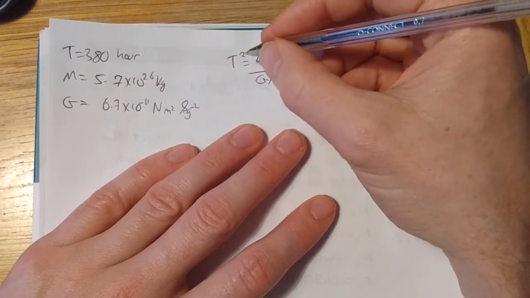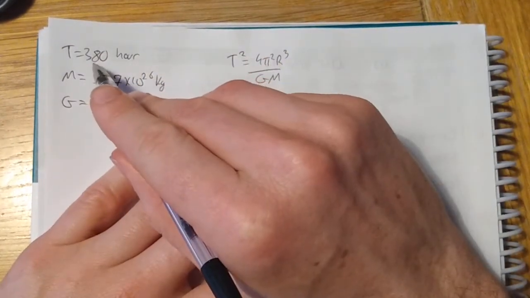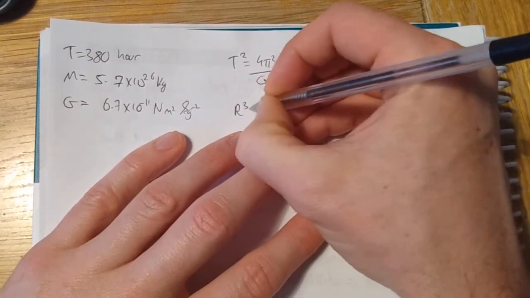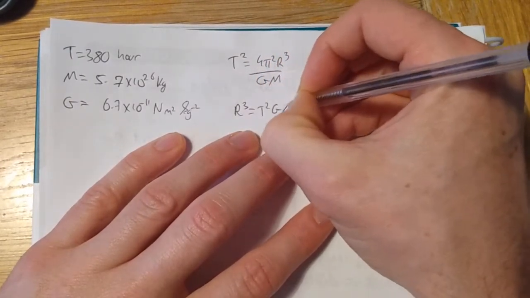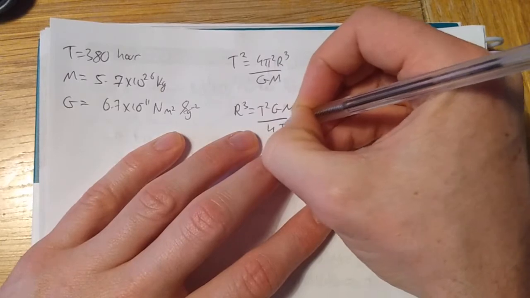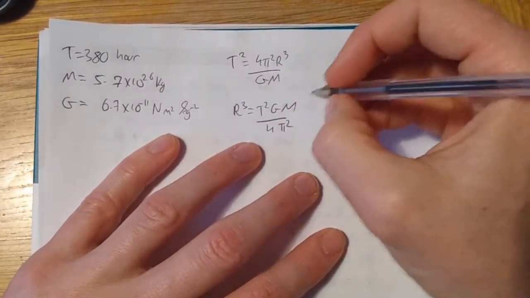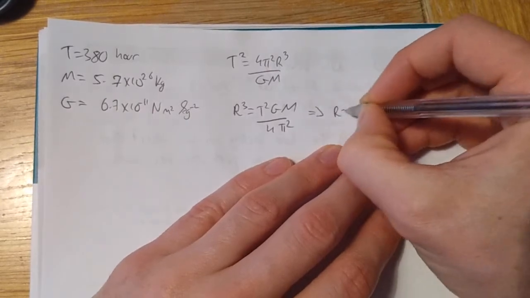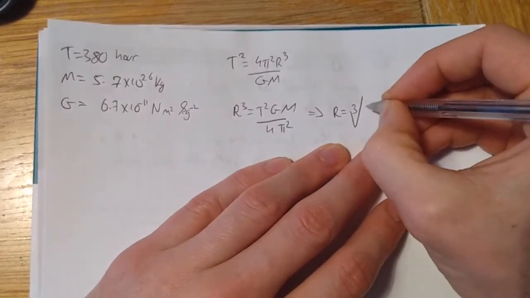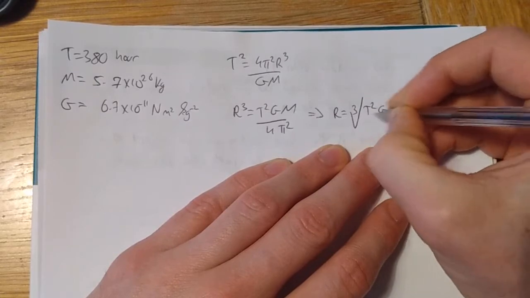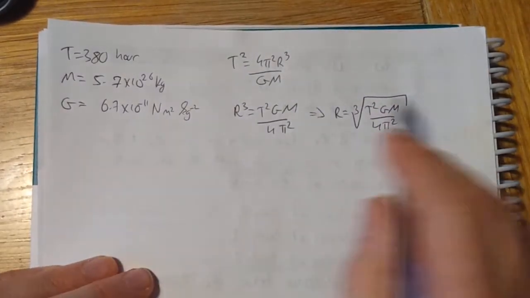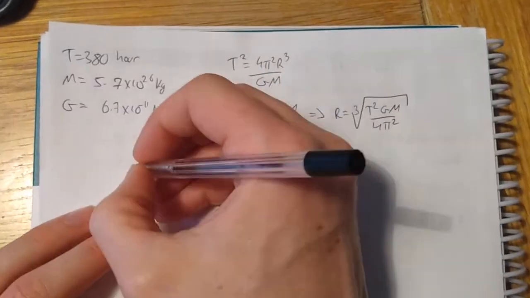We know everything else, but what I do want to do is make sure that the hours... Oh, well, okay, let's rewrite it first of all. So r cubed is T squared GM divided by 4 pi squared, which means that I'm just going to cube root it. Okay, so r is the cube root of T squared GM over 4 pi squared. Okay, I have all of these. What I just need to do now is substitute them back in.